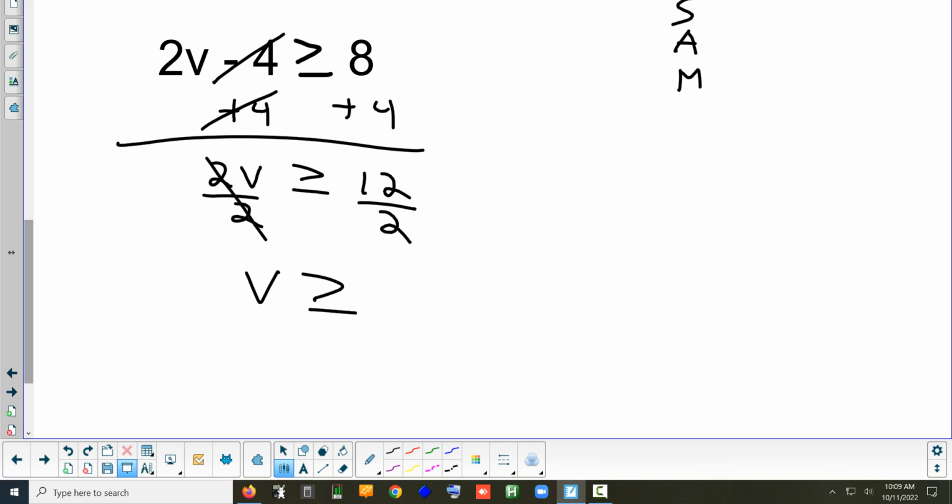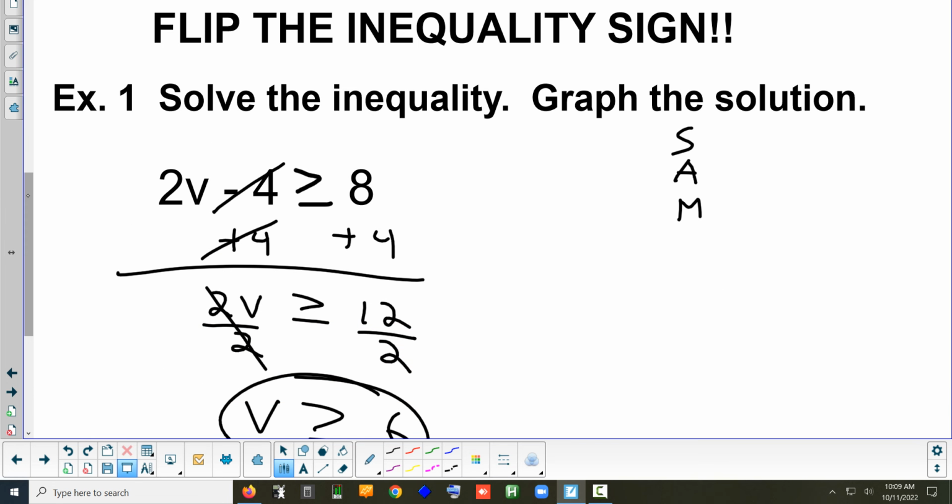And Abby, 12 divided by 2 gives me 6. Good. So v is greater than or equal to 6. Okay, have we done the entire question? Yeah? I still have to graph it. Okay, I solved it. Now I want to graph it.